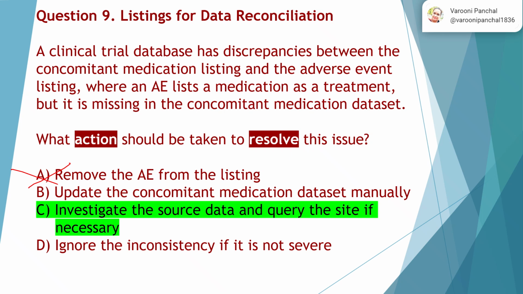Update the concomitant medication dataset manually. No, you cannot do any kind of manual updation in the database. Option D, ignore the inconsistency if it is not severe. No, like I said, in clinical trials where we are dealing with human patients' data, you cannot remove something which is missing. You cannot update manually, and you can't ignore it even if it is not severe. Whatever it is, even if it is not severe, that thing has to be mentioned. So the correct answer is C. Investigate the source data and query the site if necessary.